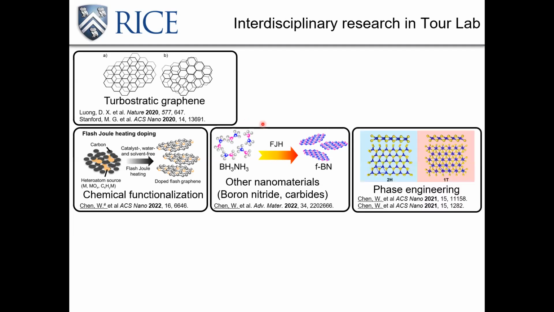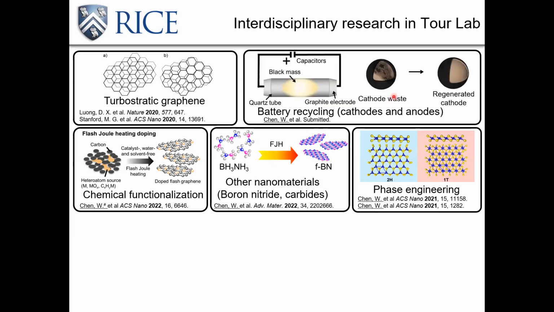Besides, we study the phase transition and phase evolution during this fast electron thermal process, and we found the formation of the metastable phase, like the transition metal dichalcogenides and carbides. Recently, our lab started to focus on using this electron thermal method to solve some environmental problems like the battery recycling and the electronic waste recycling.